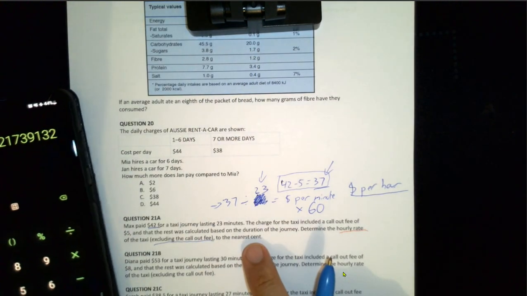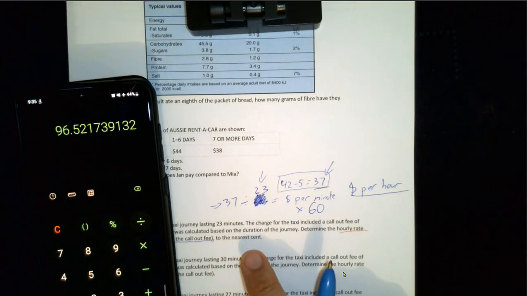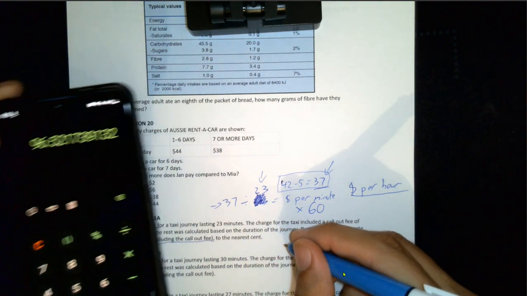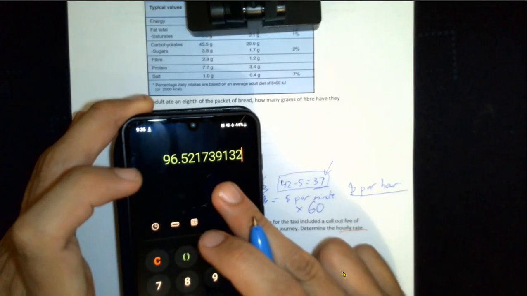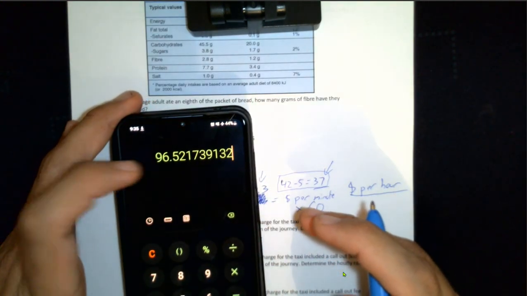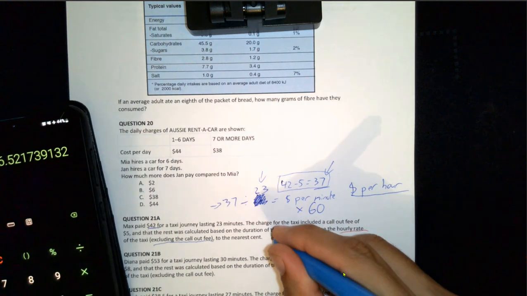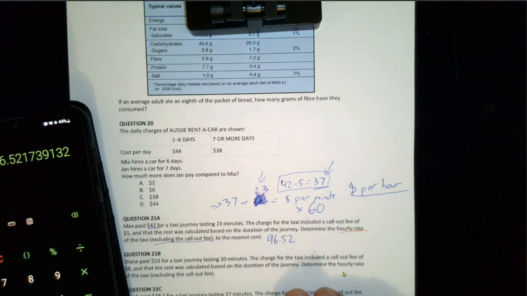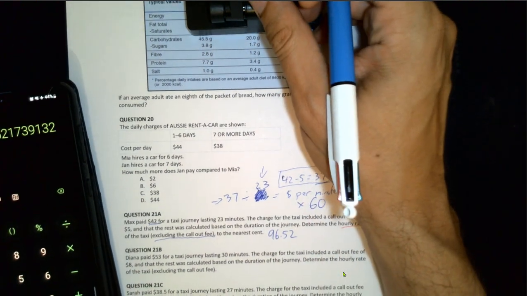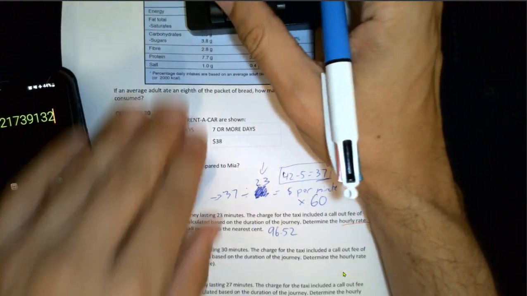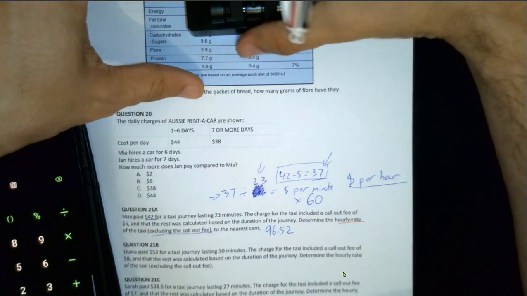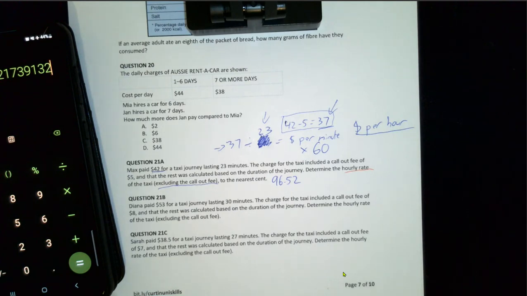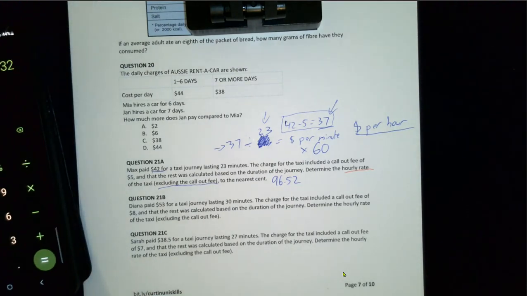It says round to the nearest cent. It's 96.5217, so that will go to 96.52. Okay, rounds down to 96.52. It's always the same sort of procedure. So, just trying to move this forward a little bit. So it's the same thing that we're going to do for 21B, C, D, and E also.